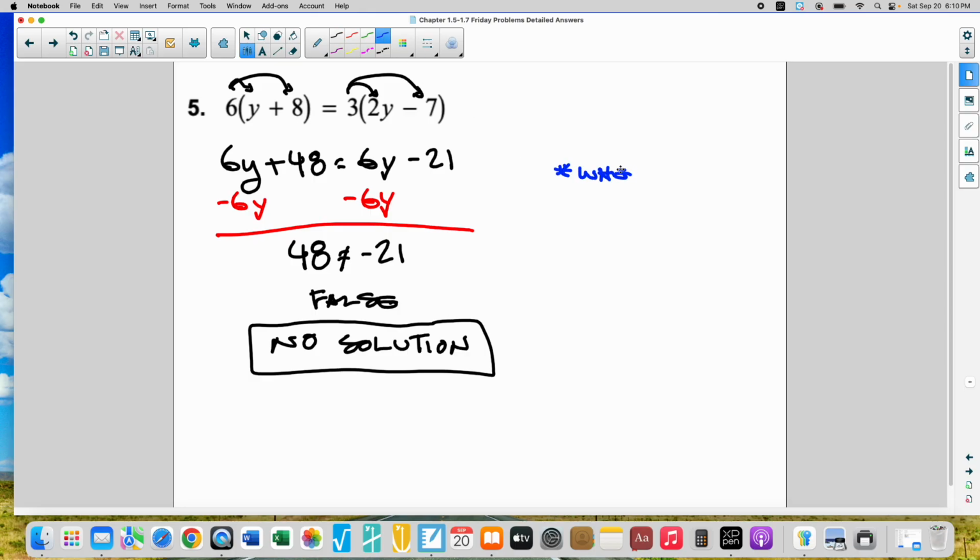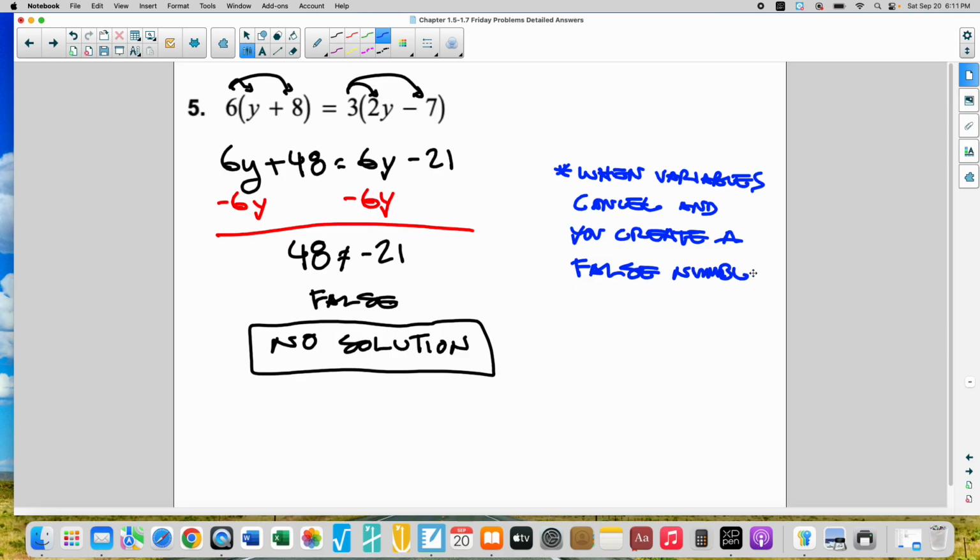When variables cancel, and you create a false number statement, the answer is no solution.